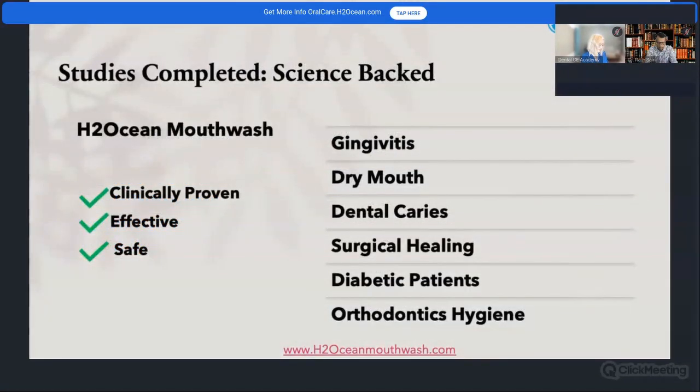H2 Ocean mouthwash isn't just a product, it's a scientifically proven solution. We have conducted extensive studies on its effectiveness in treating gingivitis, dry mouth, dental caries, and promoting surgical healing. It has been tested for safety with diabetic patients and for orthodontic hygiene.